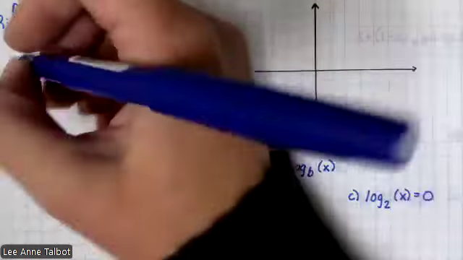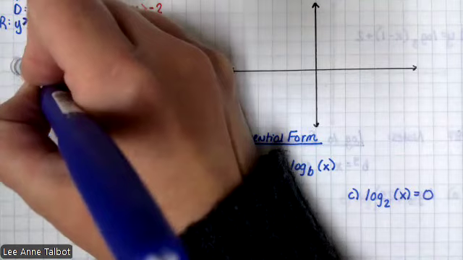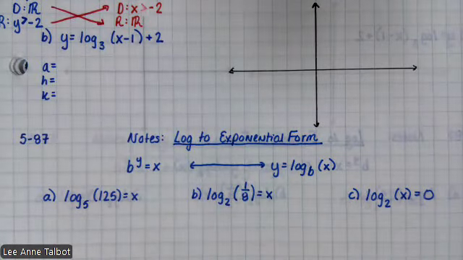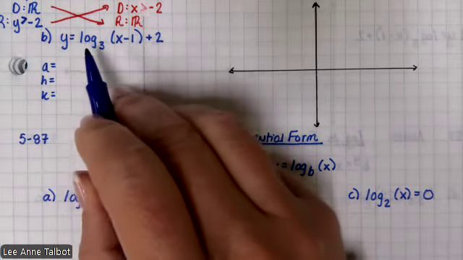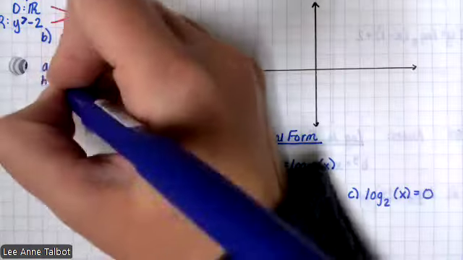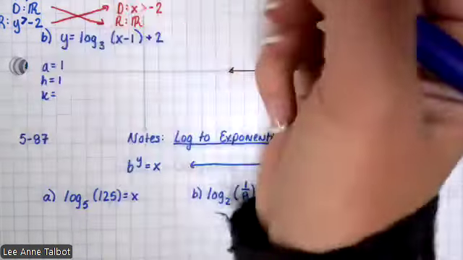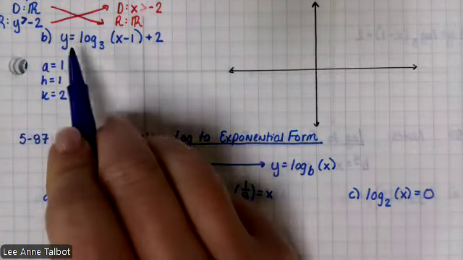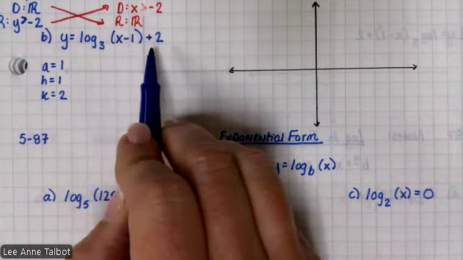Okay, first thing I'm going to do over here is identify A, H, and K. In this problem, A is 1 in front, B is actually 3. H is also 1, K is 2. So 1, 1, 2.